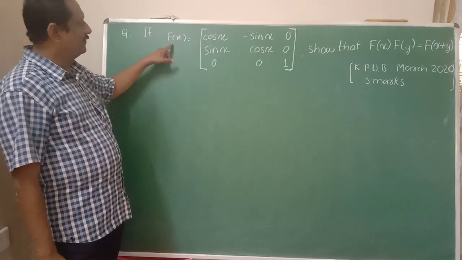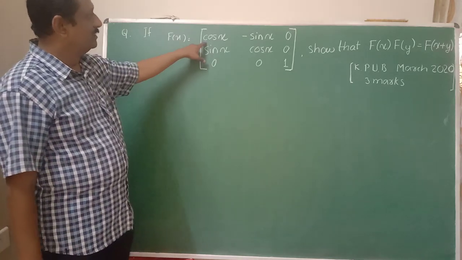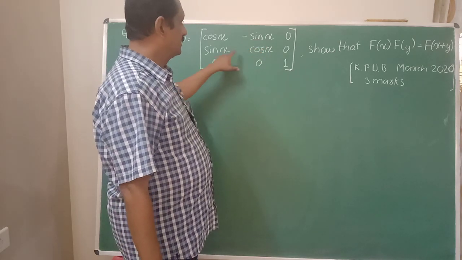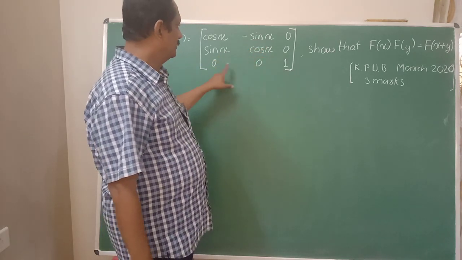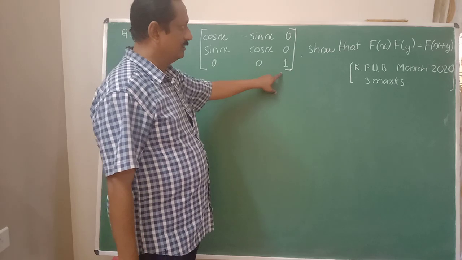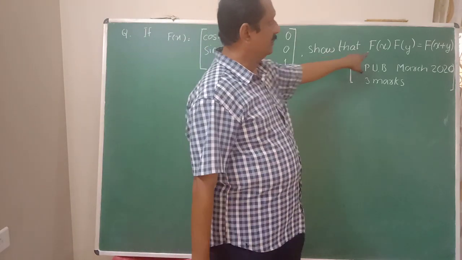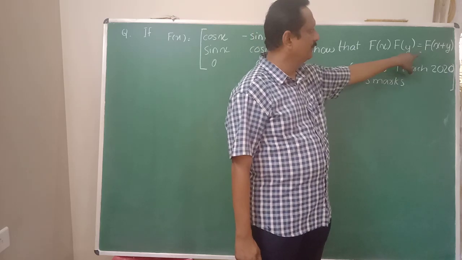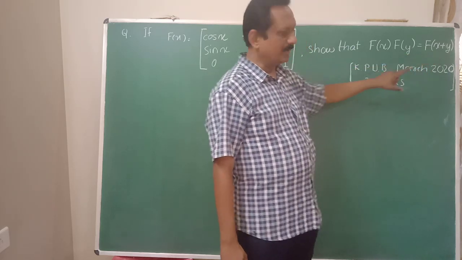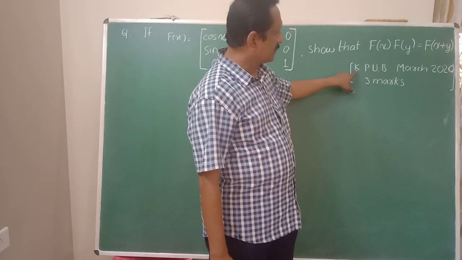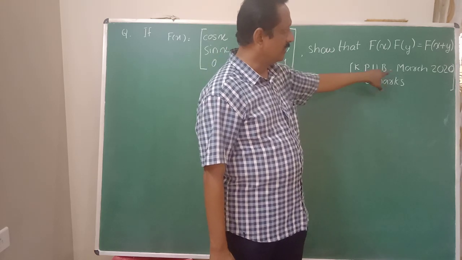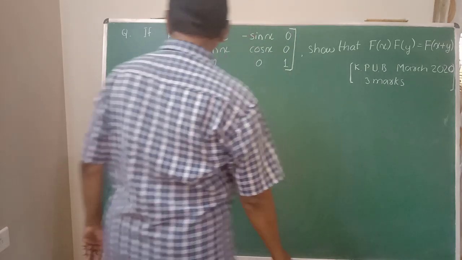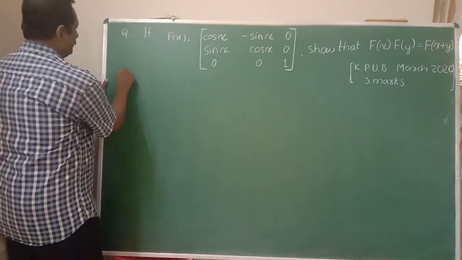Question here: if f of x is equal to the matrix [cos x, minus sin x, 0; sin x, cos x, 0; 0, 0, 1], then show that f of x into f of y is equal to f of x plus y. This was asked in a Karnataka PU board, March 2020. It is a 3 marks question. Okay, so take your solution.